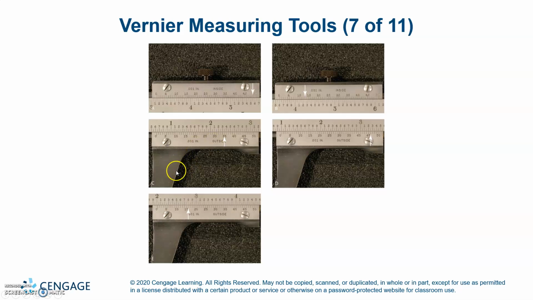Now, if we were measuring a hole, and this is still the same thing, here is where you would measure that. So again, you would look at the 0, but in this instance it's after the 3. So 3 point, the 0 is after the 1, so 3.1. It looks like it's before the 50 mark, so we're going to say 3.149. It's kind of hard to see there, but 3.149 is going to be your answer for that one.